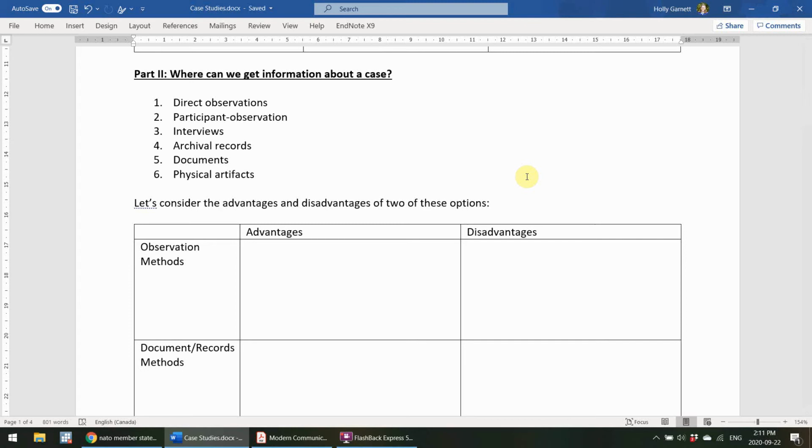And so this direct observation, we're going to talk a little bit about the advantages of observation, but they were able to actually see what was going on, not just what those parties might have reported that they were doing during the campaign, but they actually got to see what was going on behind the scenes.